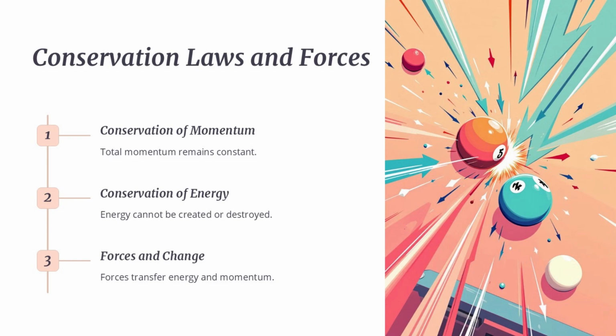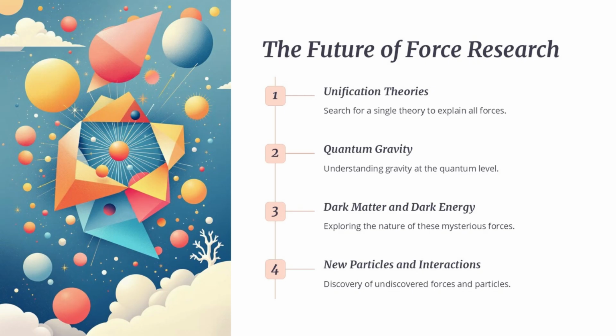The image on this slide represents the quest to unify the fundamental forces of nature, the grand challenge of theoretical physics. This timeline highlights some of the key areas of force research that will shape the future of our understanding of the universe. Unification theories aim to find a single mathematical framework that can explain all the forces we observe, from electromagnetism to gravity. Quantum gravity is about understanding how gravity operates at the smallest scales of the quantum world.